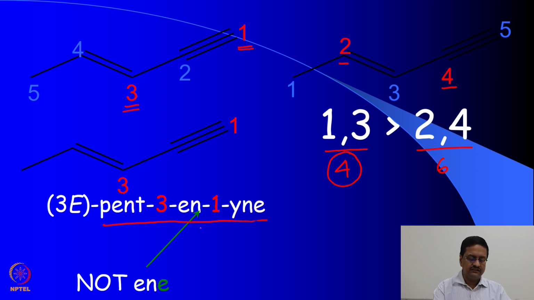You must notice two things. Number one, when I am writing "yne" designating the triple bond after the double bond, instead of ENE, we are writing only EN. We have dropped that particular E, and we also have identified the double bond as E, which is entgegen, that is in opposition to, because about this double bond, these two groups are on opposite sides of each other, making it so called trans, and in this particular case we write it as E.